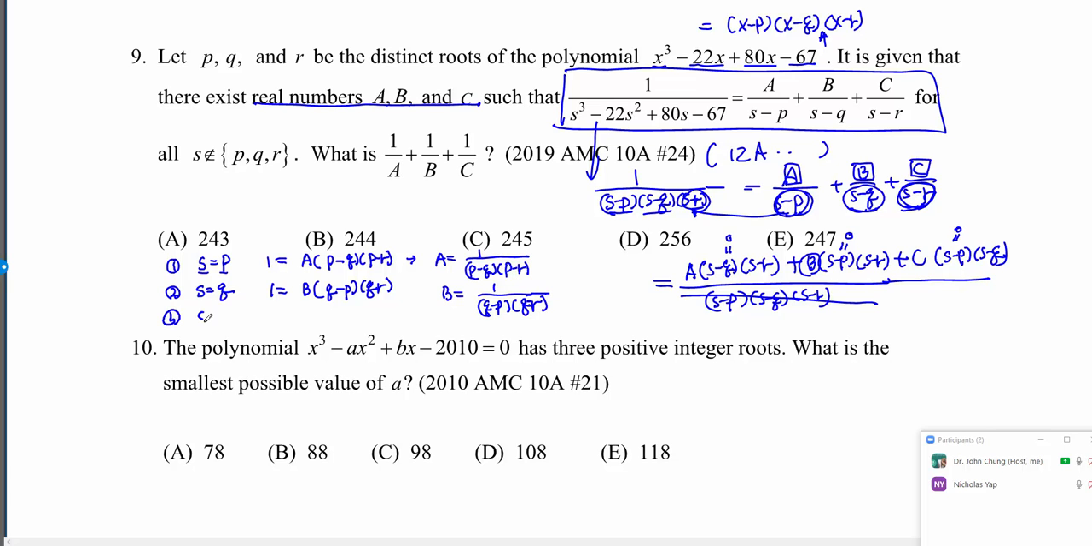Third one. Now S equals R over here. This is 0, this is 0, this one is not 0. So 1 equals C times R minus P, R minus Q. From here you can express C equals 1 over R minus P and R minus Q. That's it. Now we just have A, B, C over here, isn't it?